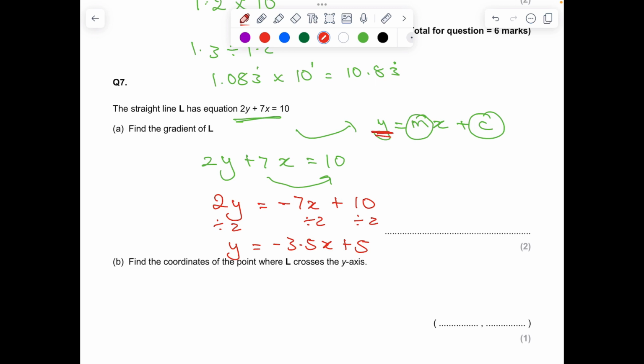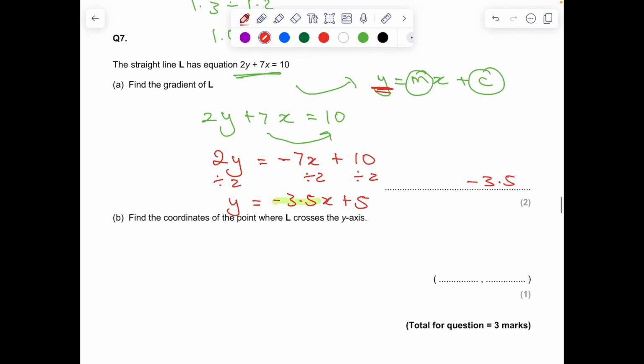Now look at that, I can easily say that my gradient is minus 3.5. You do not need to put the x. So the gradient is just minus 3.5. But in the next part, B, it says find the coordinates of where L crosses the y-axis. So basically the y-intercept. Again, I can just pick it out. Look at this, it's just there. So it crosses the y-axis at 5. So 0, 5. And that's it. That's for that one.